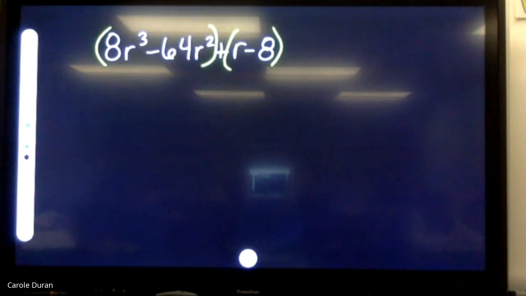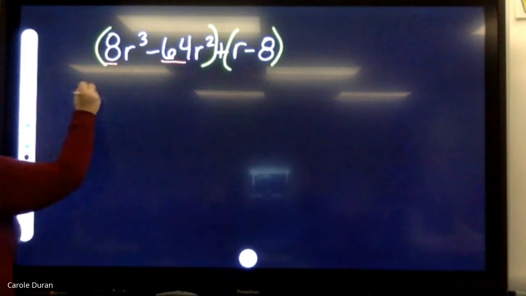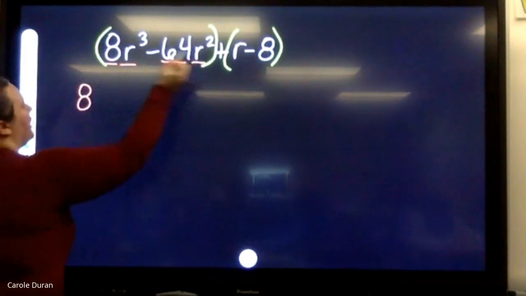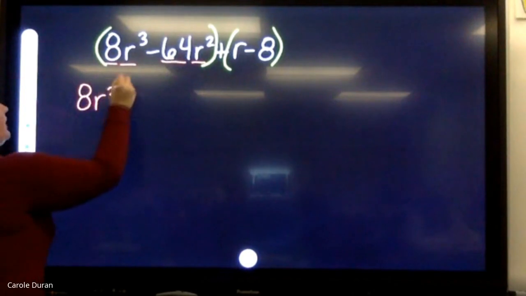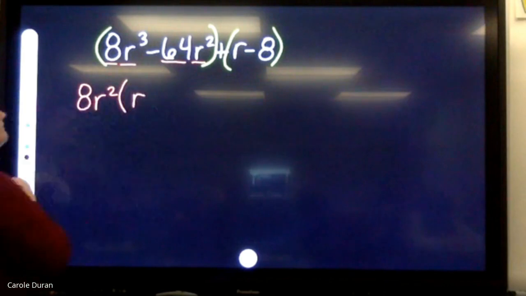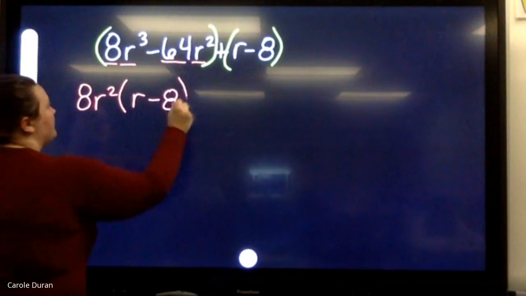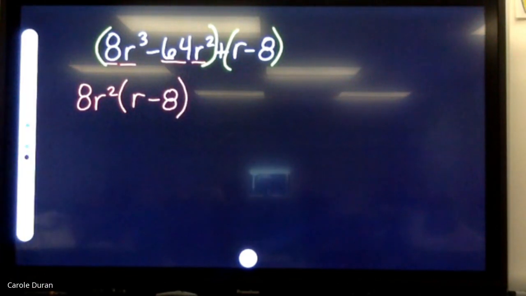8r squared. Okay, so he recognized that I can take an 8 out of both 8 and 64, and I can take an r squared out of both r cubed and r squared. When I do, 8 divided by 8 is 1. R cubed divided by r squared is r. Negative 64 divided by 8 is negative 8. R squared divided by r squared is just 1. Looking at that second parentheses, what do I have to take out to make it equal r minus 8? Nothing. So we just say that we took a 1 out when it comes down to it.